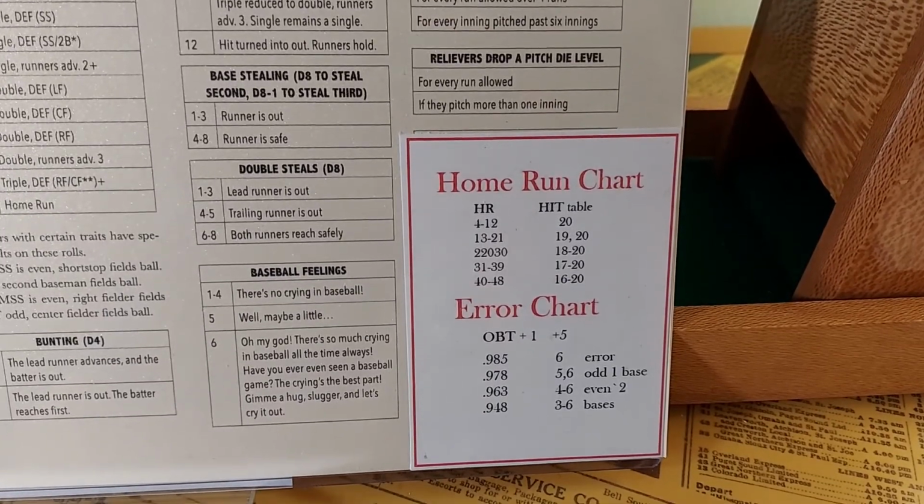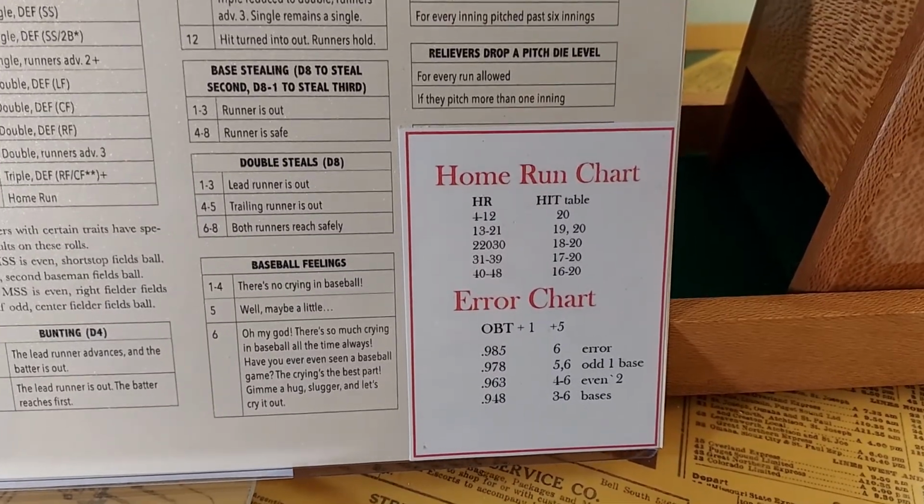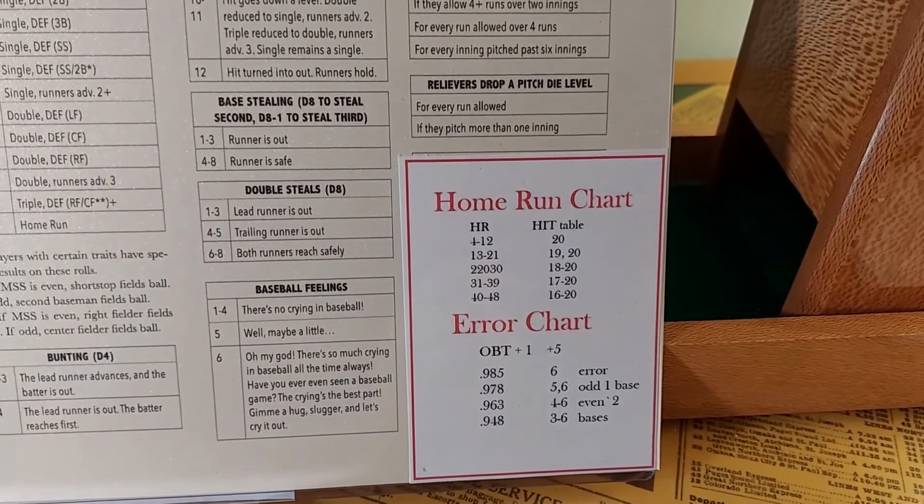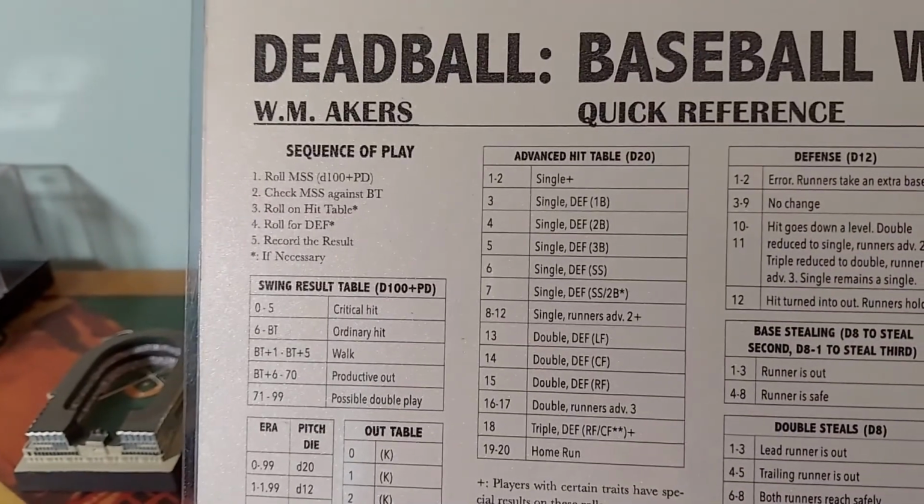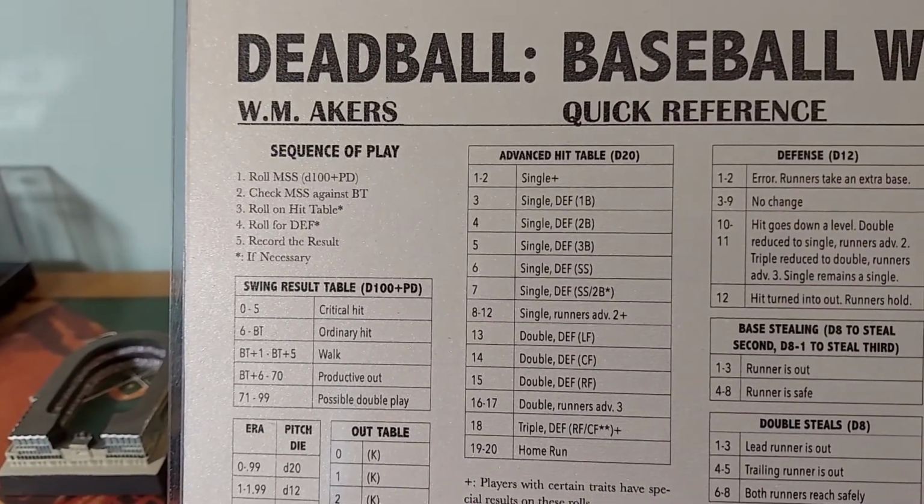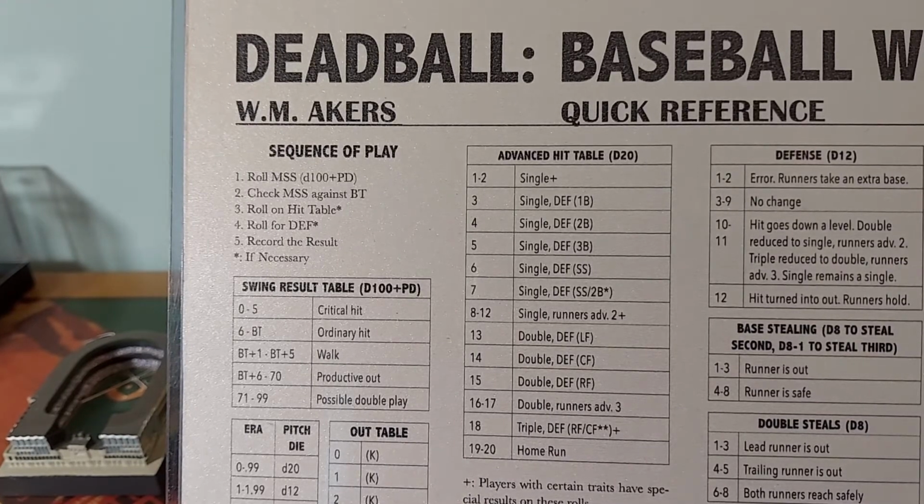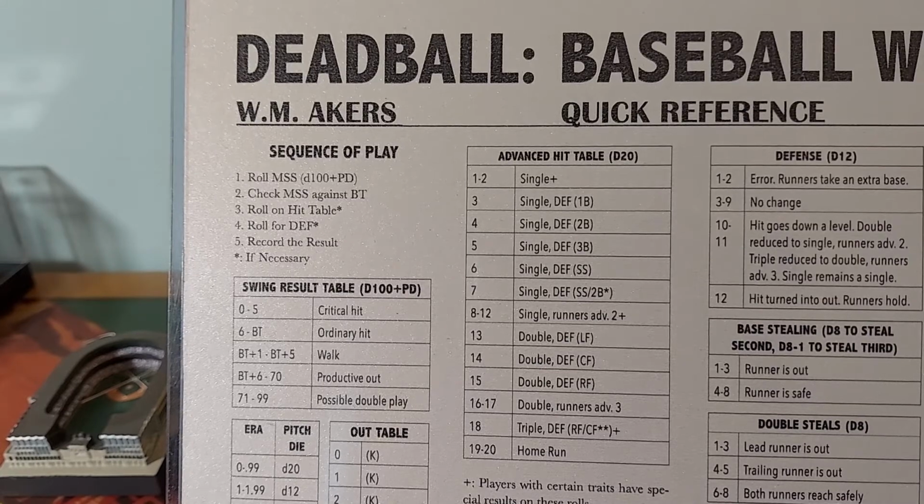If a batter has, say, 4 to 12 home runs, then the 20 on the hit table would be a home run. If a batter has 13 to 21 home runs, then 19 and 20 are homers on the hit type of hit roll. And if a batter has 22 to 30, then it's 18, 19, and 20. And add 8 more for 31 to 39, 17 to 20 are home runs, and 40 to 48, 16 to 20 are home runs. So that modification to the advanced hit table will be for like a juiced baseball.